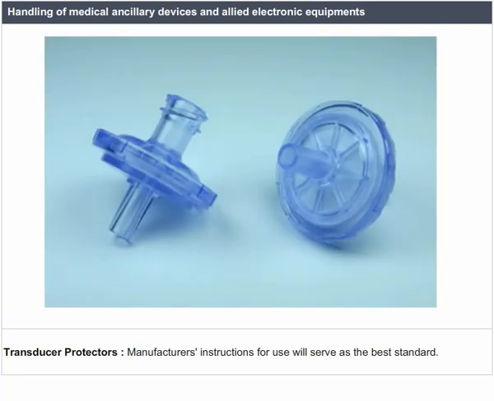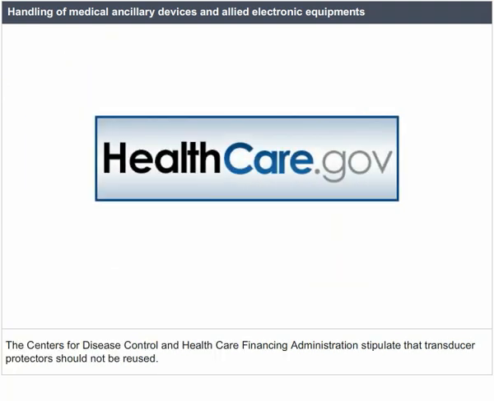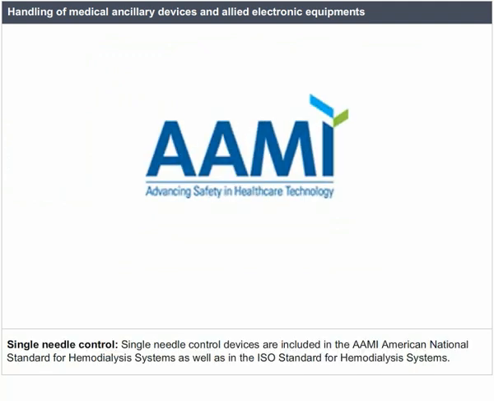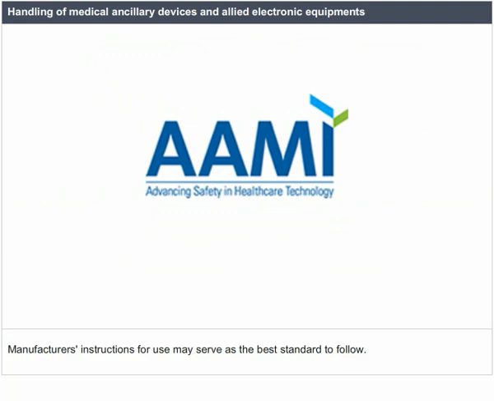Transducer protectors. Manufacturer's instructions for use will serve as the best standard. The Centers for Disease Control and Healthcare Financing Administration stipulate that transducer protectors should not be reused. Single needle control. Single needle control devices are included in the AAMI American National Standards for Hemodialysis Systems as well as in the ISO standard for hemodialysis systems. Manufacturer's instructions for use may serve as the best standard to follow.